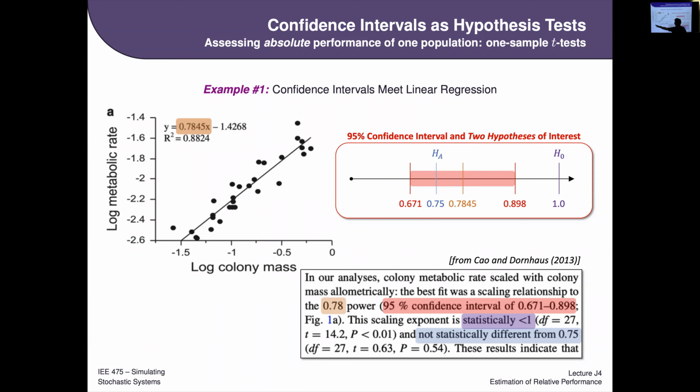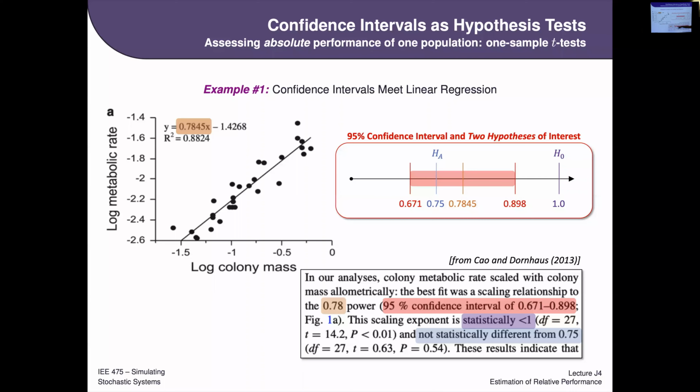And so she's got these data here, and it shows that, yeah, it looks like there's a relationship. So she fit a line here, and this line has a point estimate of its slope of 0.7845. So it looks about like 3/4 here. But in the paper, she says that they had a scaling relationship to the 0.78 power. The reason she says power is because this is on a log-log scale, but we don't have to worry about that. The point is that she's talking about that slope being 0.78.